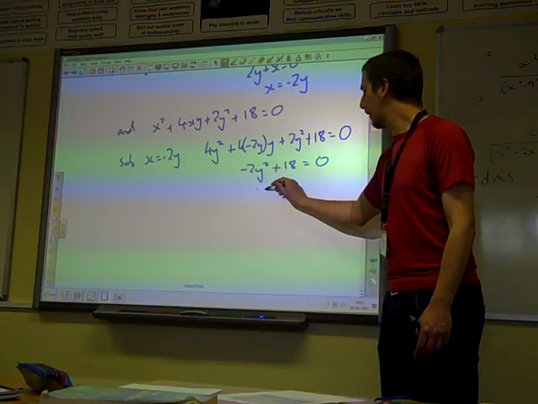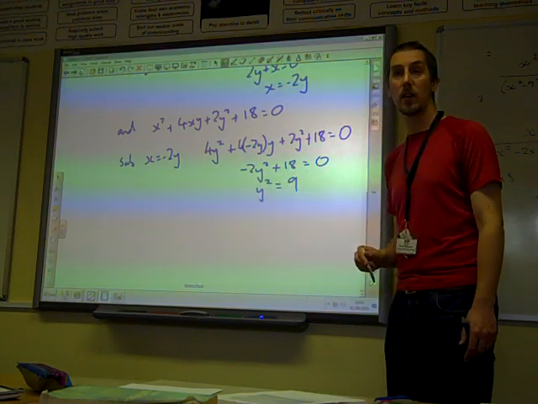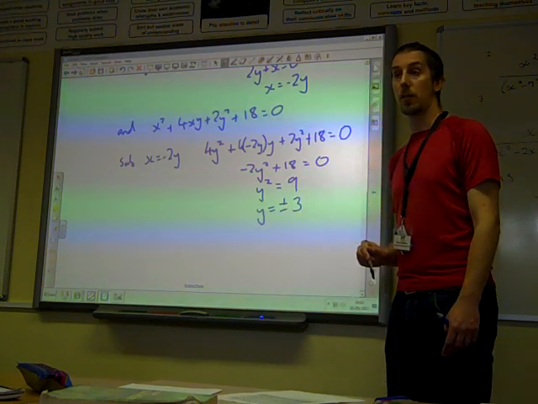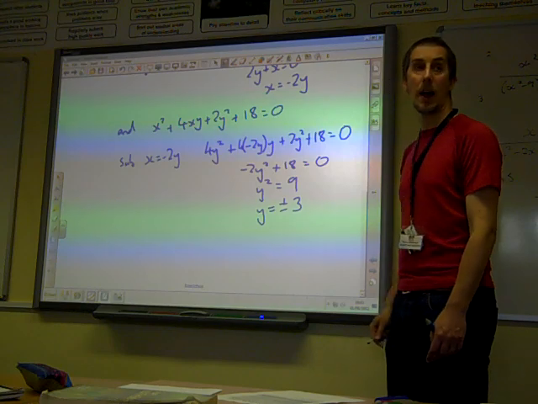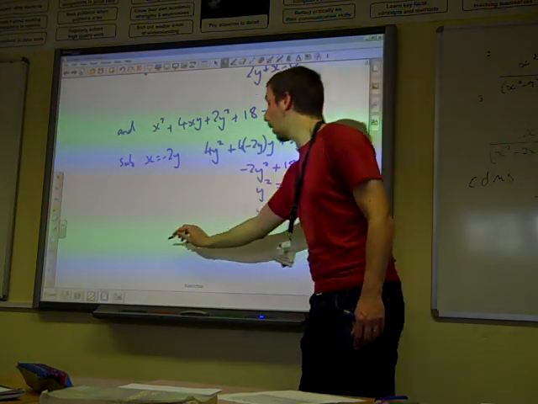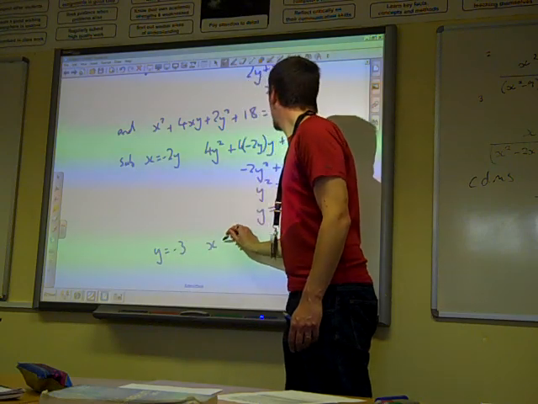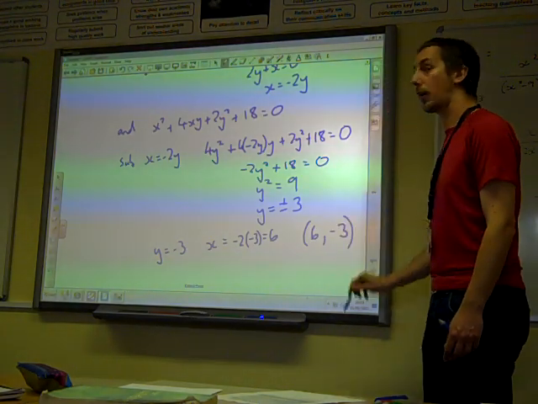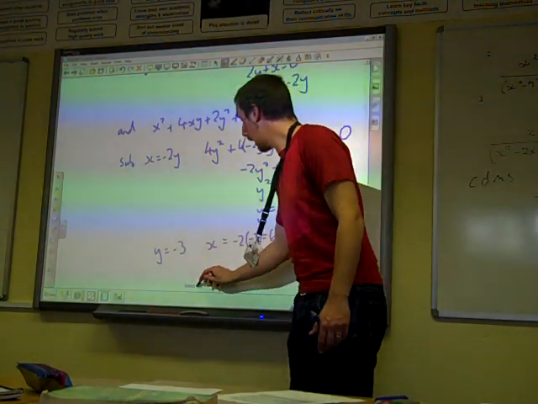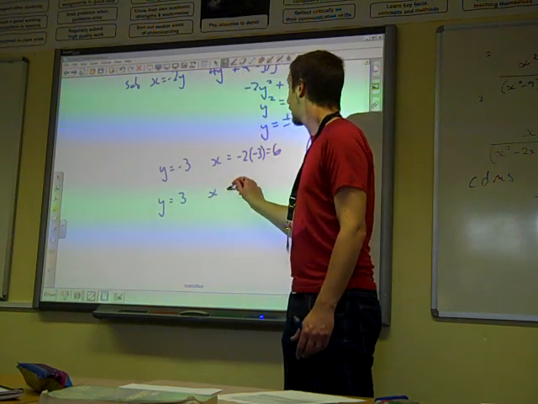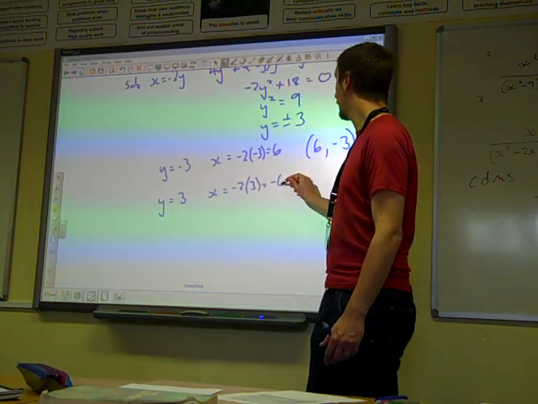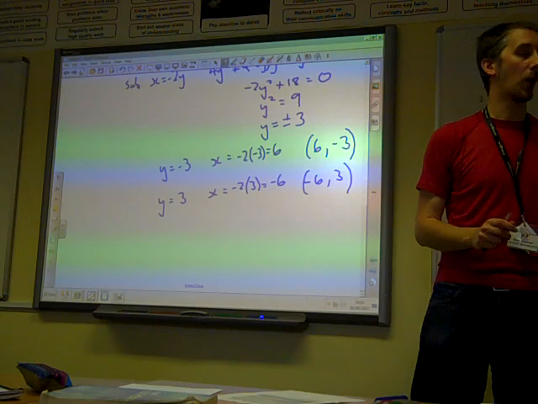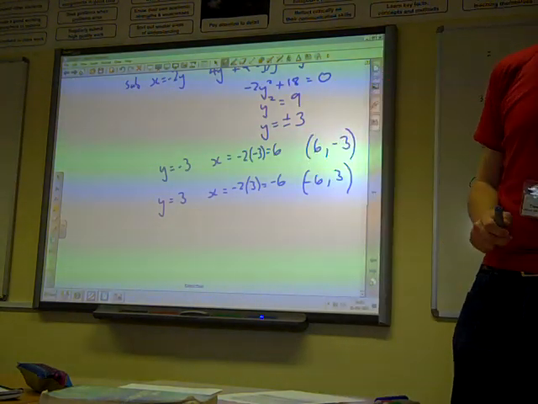So y squared equals 9. So y is plus or minus 3. We have to remember to do plus or minus there. And of course x was equal to minus 2y. So if y is minus 3, x is minus 2 times minus 3, so plus 6. So we've got (6, minus 3) as one coordinate, and (minus 6, 3) as the other coordinate. Okay, it's fine. And there we are.